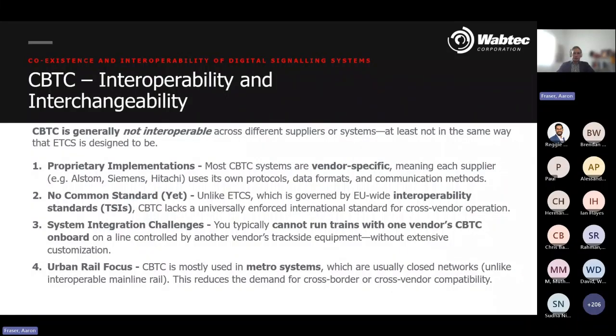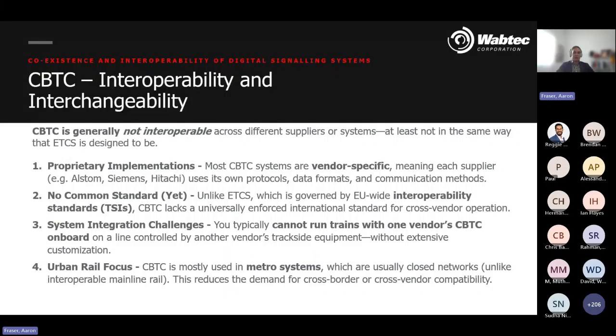So let's look at the interoperability and interchangeability of CBTC systems. CBTC systems are typically not interoperable or interchangeable due to the lack of standardization across vendors. Each supplier, whether it's Siemens, Alstom, Hitachi, or others, generally develops their own proprietary protocols, interfaces, and safety logic.